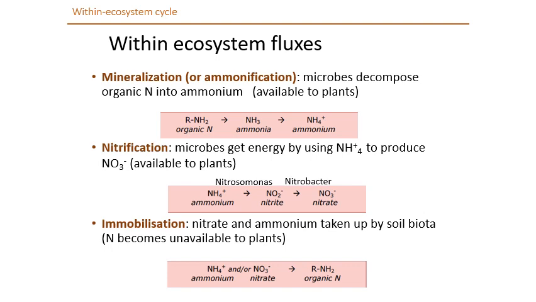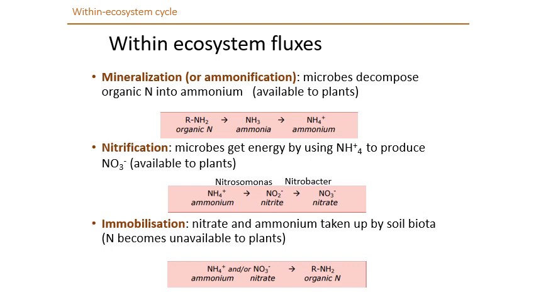The first one is called mineralization. And this is the process by which microbes decompose organic nitrogen into ammonium. That's why it's called mineralization, because you're taking an organic form of nitrogen and you're turning it back into a mineral. So this is the plant litter, or your rich organic nitrogen, and it gets transformed into ammonia and then quickly into ammonium. Now, ammonium is available to plants. So this flux turns unavailable organic nitrogen back into available inorganic nitrogen.